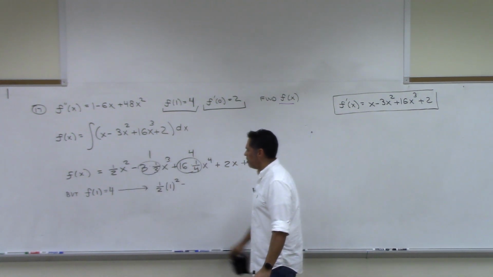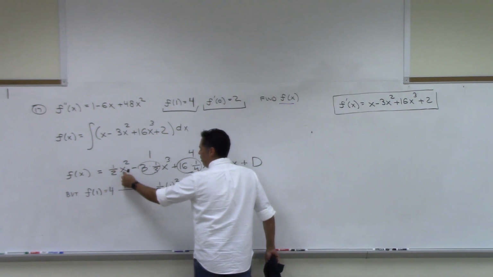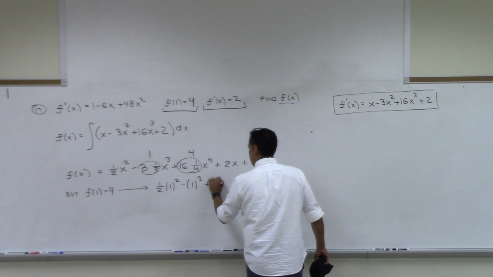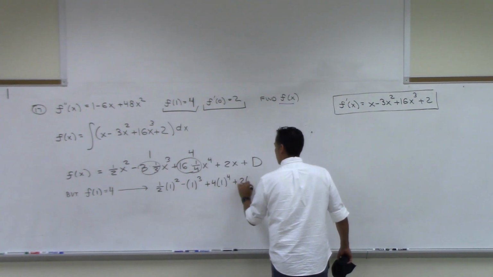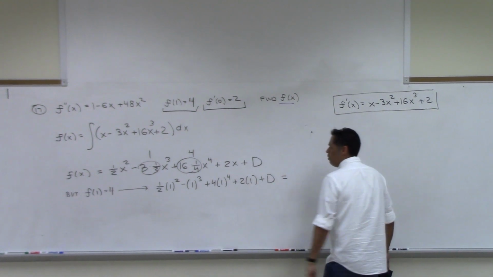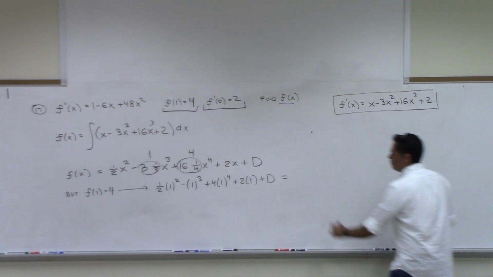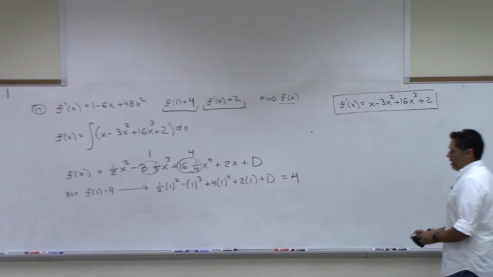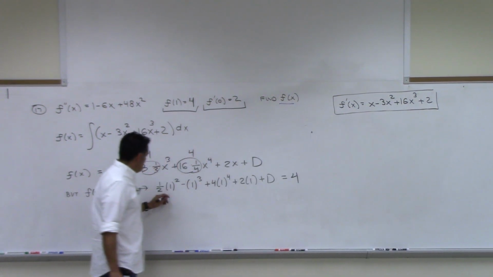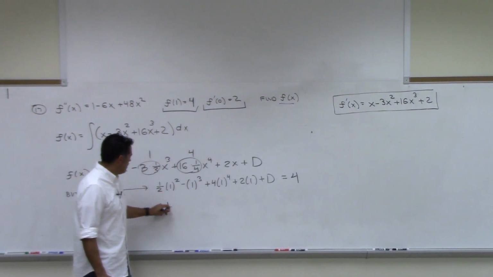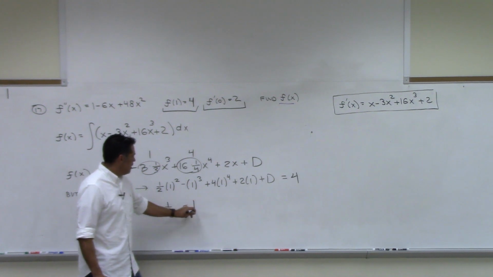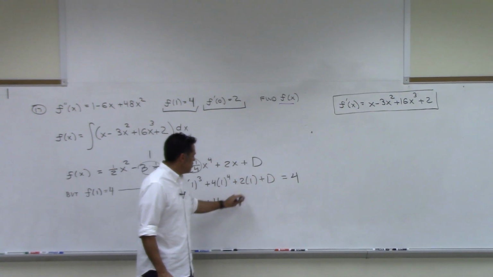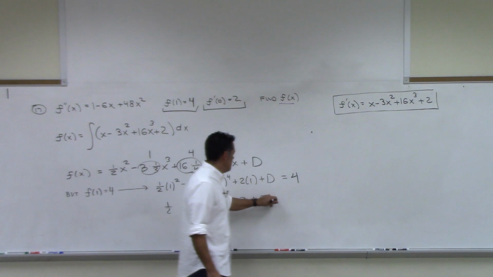So I plug in, let's see, 1/2, I plug in 1 here, 1 squared, then minus 1 cubed, and then plus 4 times 1 to the fourth, plus 2 times 1, plus D. That must all equal what? 4. Right? Just plugging 1 into the function. I guess it's not going to suck too bad. It's not going to be great, but this is going to be 1/2, right? That's minus 1. That's plus 4, because 1 to the fourth power is still 1. Plus, this 2 times 1 is 2, plus D must equal 4.